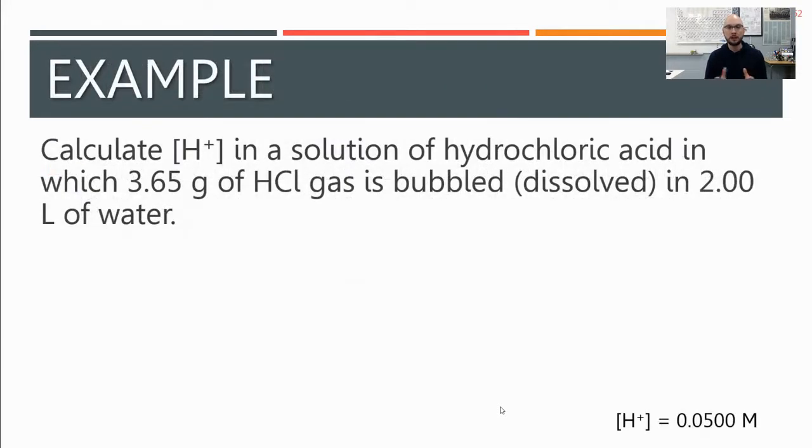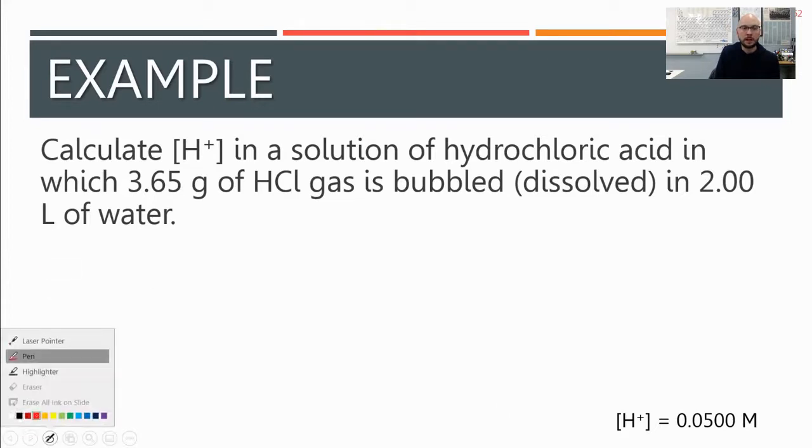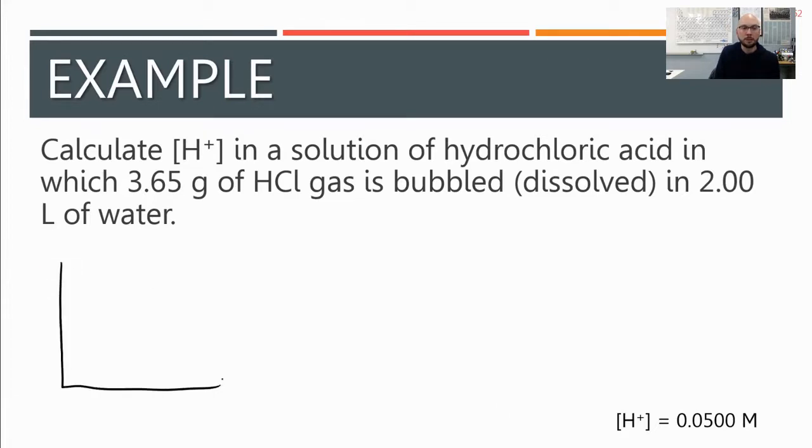So first, our example, we've got a really easy one. We're going to calculate the concentration of H plus in a solution of hydrochloric acid in which 3.5 grams of gas is bubbled through 2 liters of water. So we make strong acids by taking the gaseous form of hydrogen and chlorine. When they are heated up, they will create hydrogen chloride gas, and then it's bubbled through water. And some of that HCl will actually dissolve into the water. So it'll go HCl gas into HCl aqueous.